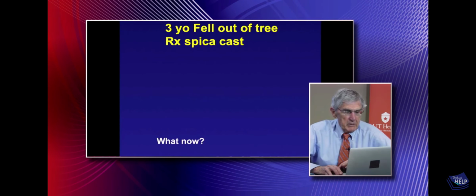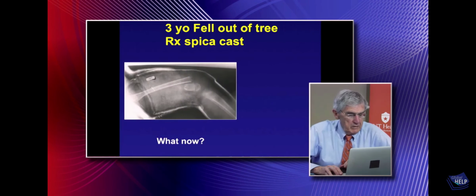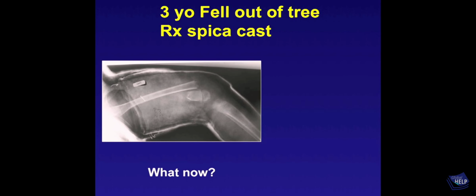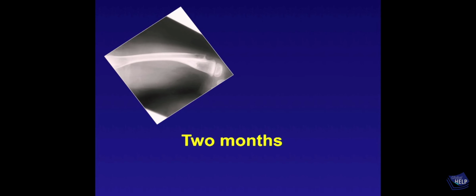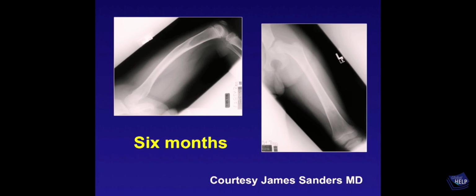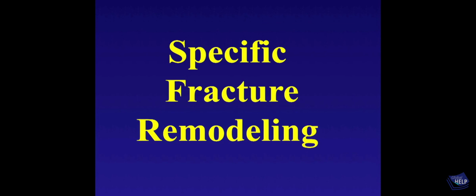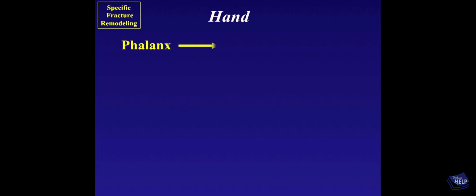Here's another one. A 3-year-old fell out of a tree in a spica cast, shows up, was treated as an outpatient in another country, and came to the United States about 3 weeks later. Oh my Lord, what are you going to do now? At 3 weeks, leave it alone. Okay, so you're going to leave it alone? Well, that's a good decision. Here it is at 2 months, and here it is at 6 months. And this was given to us by one of our former residents, Dr. Sanders.